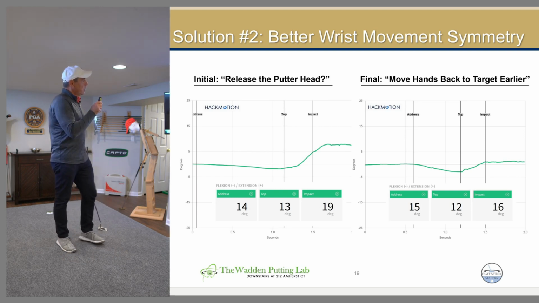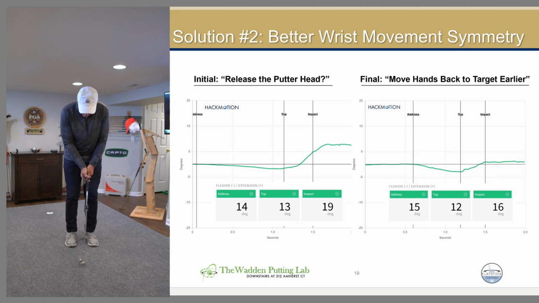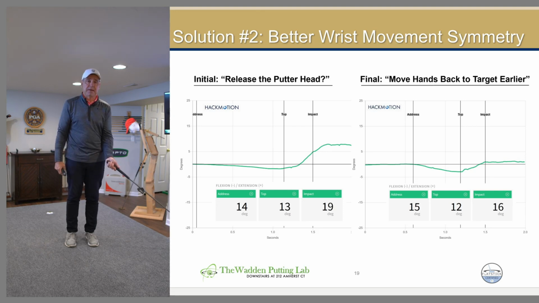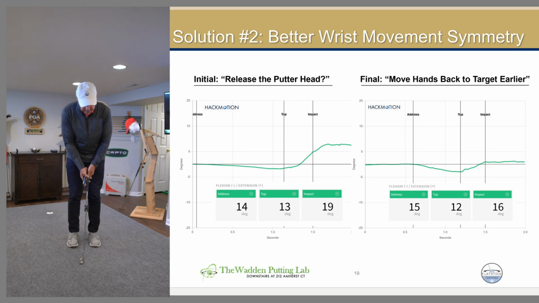And I put a Hackmotion device on his wrists, and initially when he was taking it back, suppressing his wrist movement and releasing the putter head, he had 1 degree of wrist extension loss on the backswing, and then 6 degrees of extension gain on the follow through. So 1, 6. And this is like the little girl leg kick. It's a very small, nuanced thing.